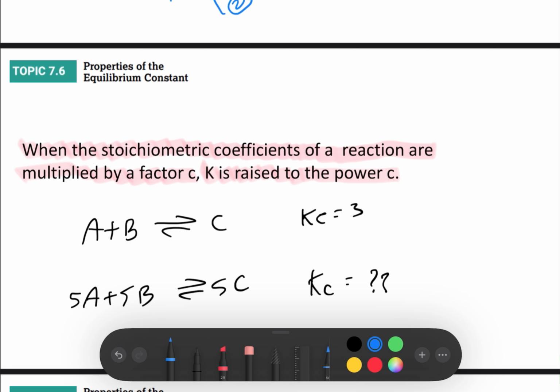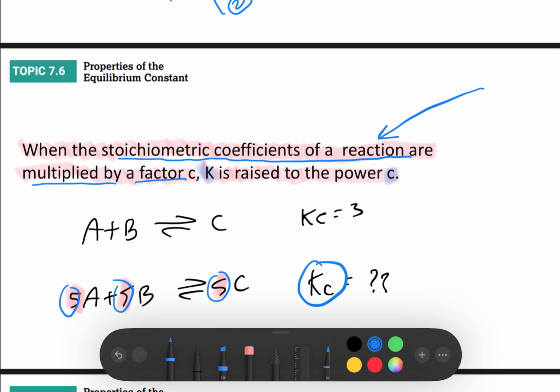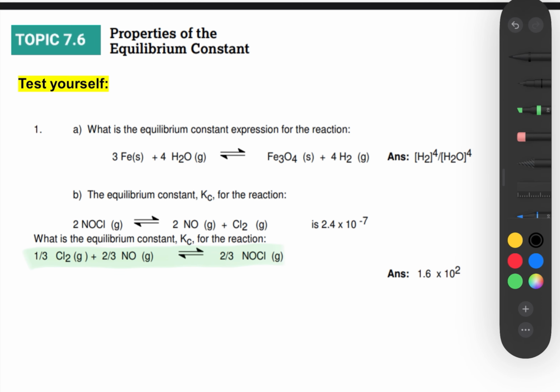At that point, let's go again to the rule. It says the stoichiometric coefficients of the reaction are multiplied by factor C. The factor here is 5, as we can see, right? Then K is raised to the power C. So the value of Kc will be raised to the power 5. At that point, Kc is equal to 3 to the power 5. Why 5? Because the coefficient that I multiplied the whole equation by is 5.